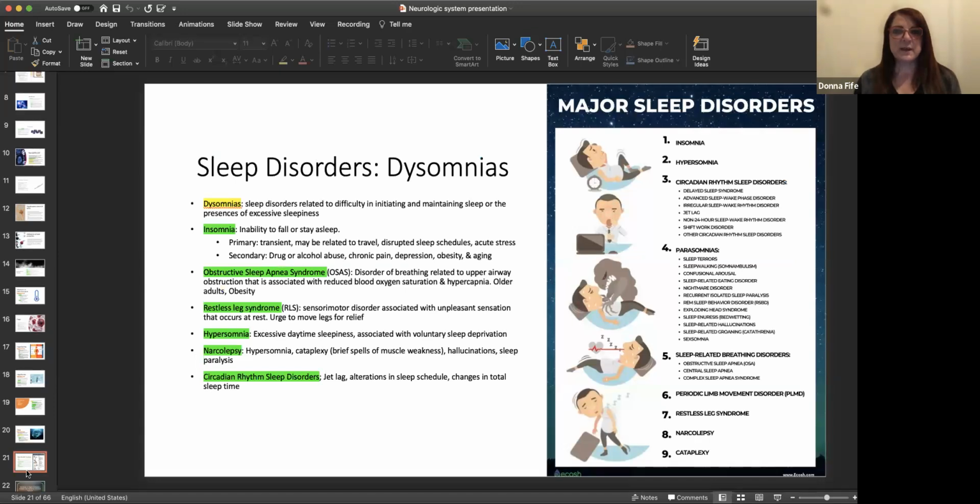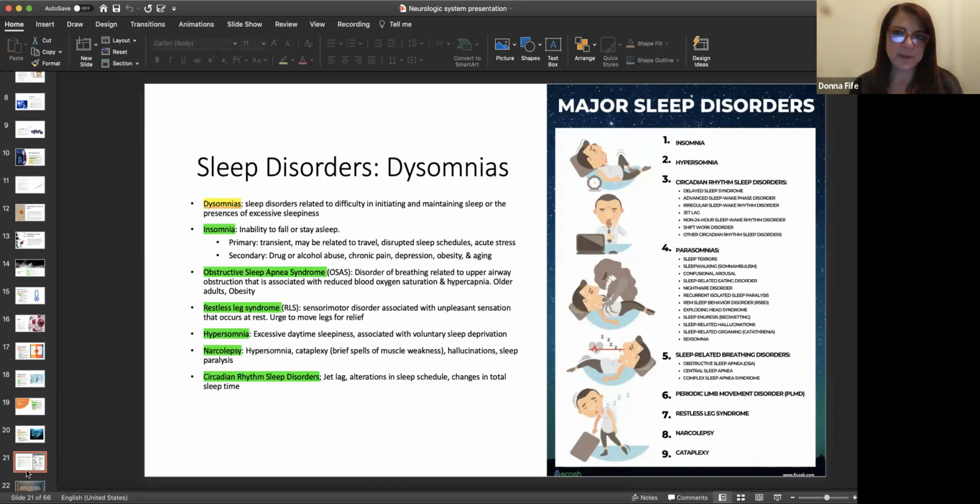Sleep disorders, dysomnias. Dysomnias are sleep disorders related to difficulty in initiating and maintaining sleep, or the presence of excessive sleepiness. Insomnia is the inability to fall or stay asleep. This can be primary or secondary. Primary is transient and may be related to travel, disrupted sleep schedules, or acute stress, something going on in our life that's making it difficult for us to go to sleep or stay asleep. Secondary can be from drug or alcohol abuse, chronic pain, depression, obesity, and aging.